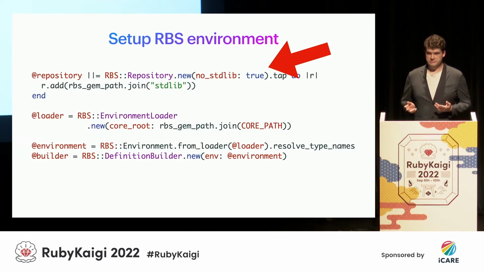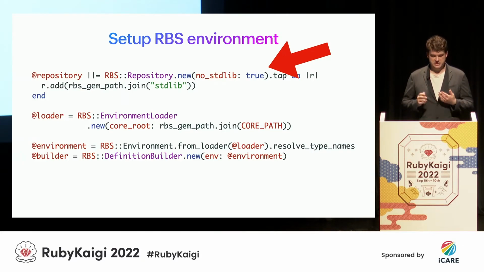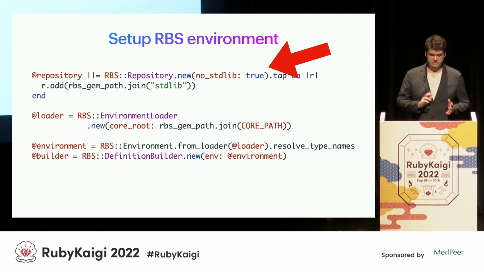A few notable things about this code. First is that we have to tell RBS to explicitly not load the standard library signatures from the Ruby version that's currently running this task. Ruby API could be executing this code on one version of Ruby, but importing a different version. So we want to prevent any signatures leaking between different versions.